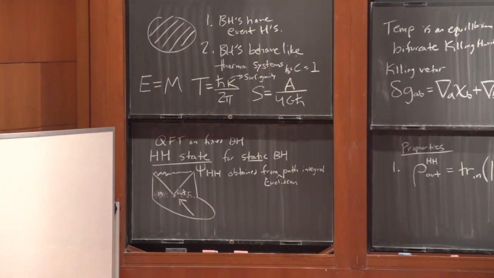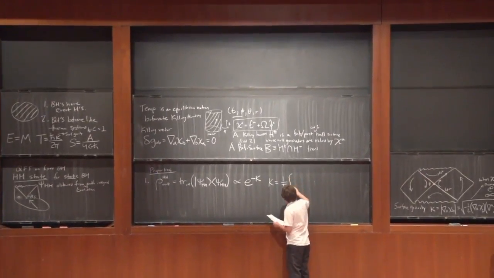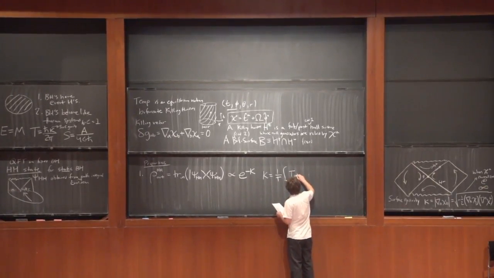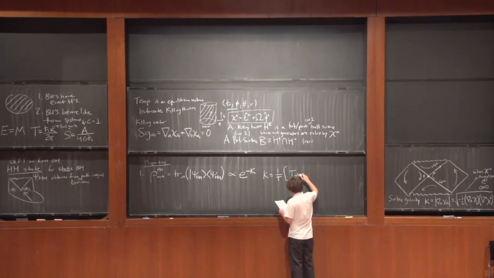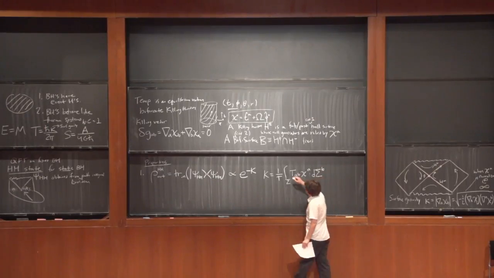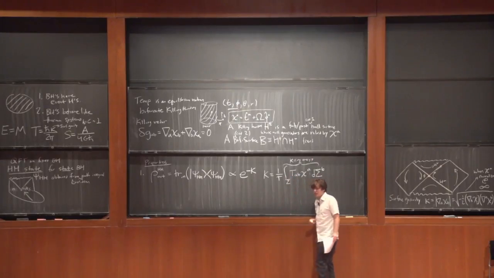which means that it's given by e to the minus a modular Hamiltonian K, where K is given by 1 over the temperature times an integral over any Cauchy slice in the space-time of the stress tensor contracted with the Killing vector and the natural measure associated with the Cauchy slice. So this is the Killing energy. That's the same regardless of which slice sigma you evaluate it on.